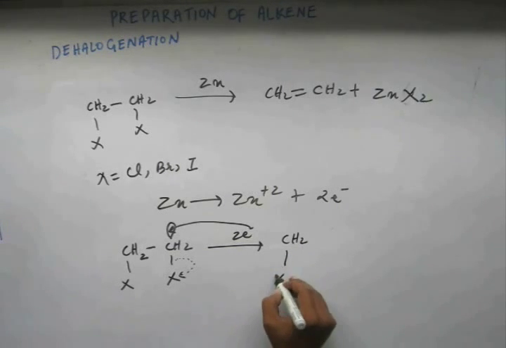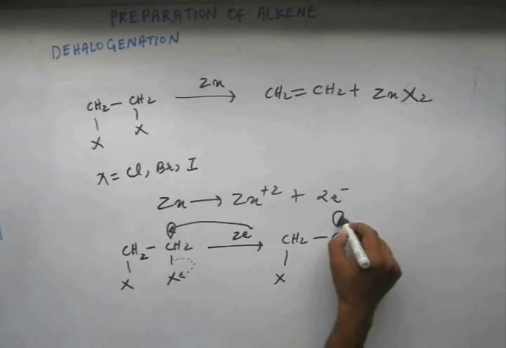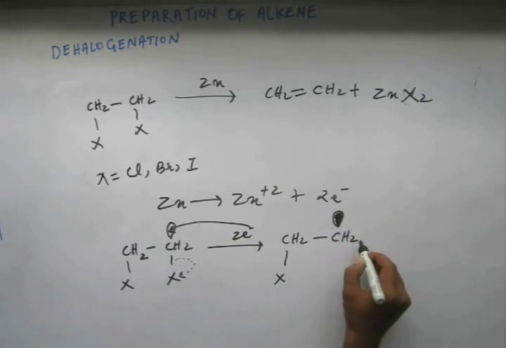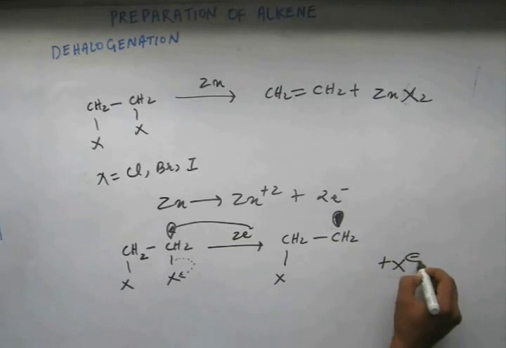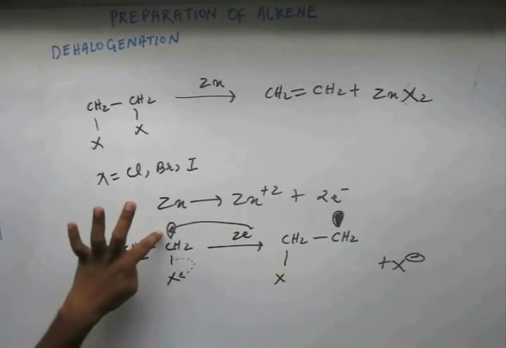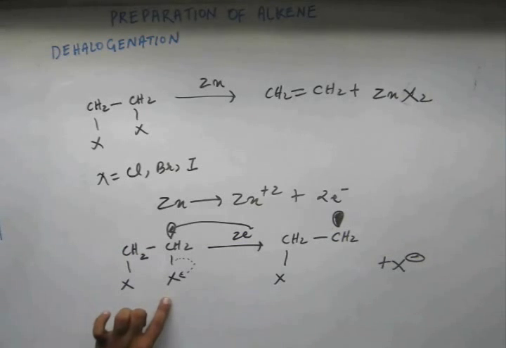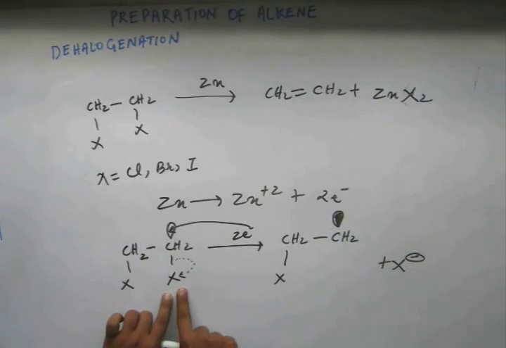If I show you this event sporadically, although it will happen continuously, suppose this happened: these 2 electrons went into the anti-bonding orbital, and the 2 electrons from the front will come out and go into the orbital of this X.